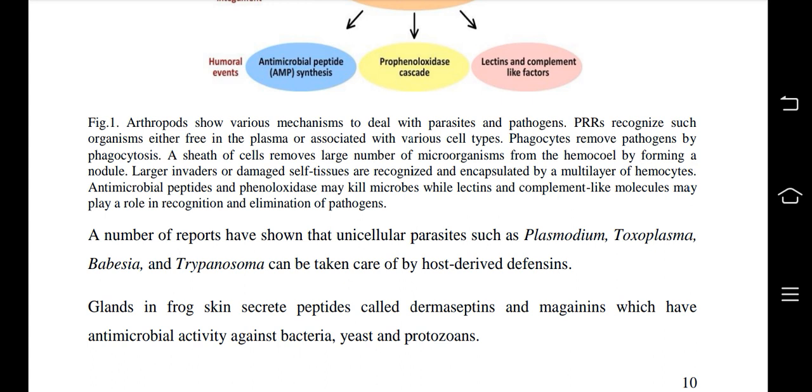A number of reports have shown that unicellular parasites such as Plasmodium, Toxoplasma, Babesia, and Trypanosoma can be taken care of by host-derived defensins. Glands in frog skin secrete peptides called dermaseptins and magainins, which have antimicrobial activity against bacteria, yeast, and protozoans.